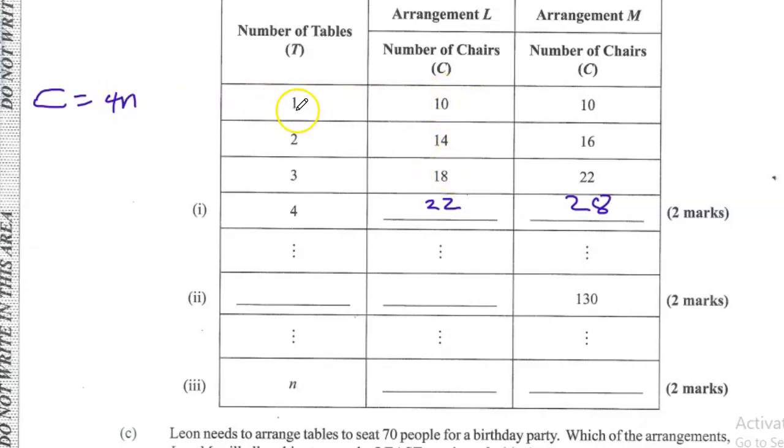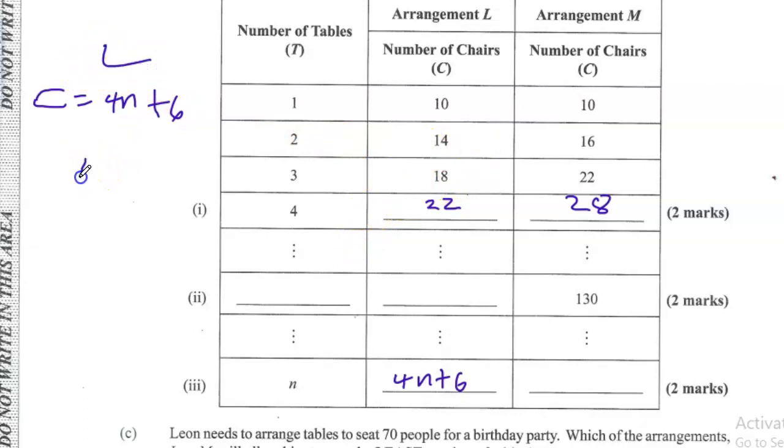So 4 by 1. And how do we get 10? Plus 6, let's try that. 4 times 1, 4 plus 6, 10. It has to work for all of them. 4 times 2, 8, plus 6, 14. 4 times 3, 12, and 6 is 18. So the rule here would be 4n plus 6. Alright, so to get from the values in the first column to the values in the second column, we multiply by 4 and add 6. And this is for arrangement L.